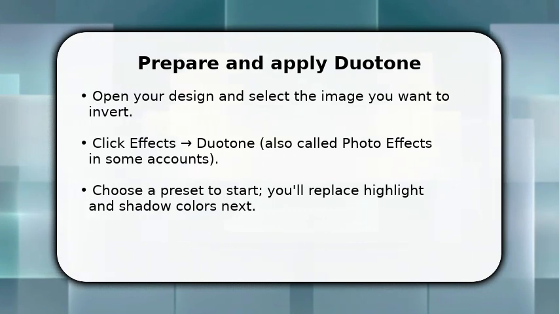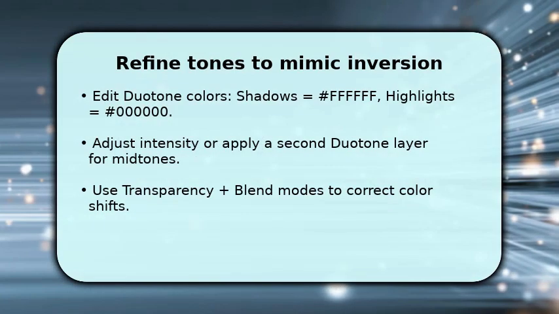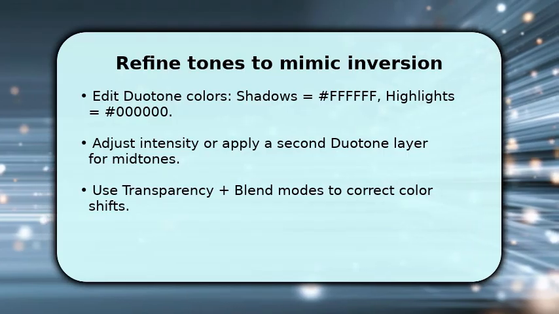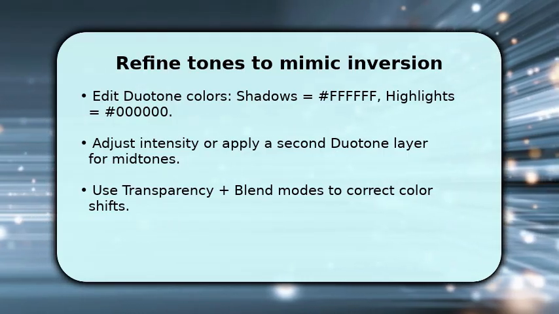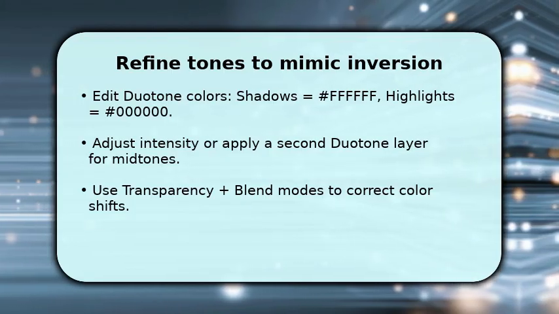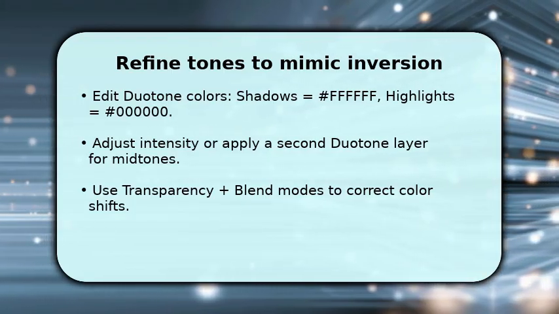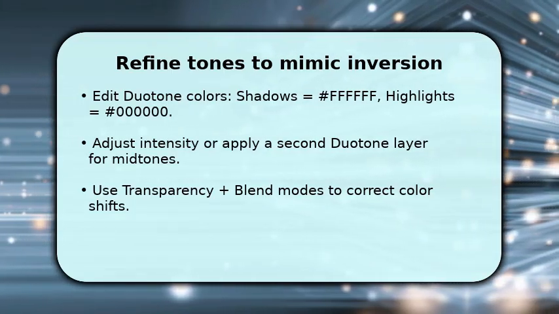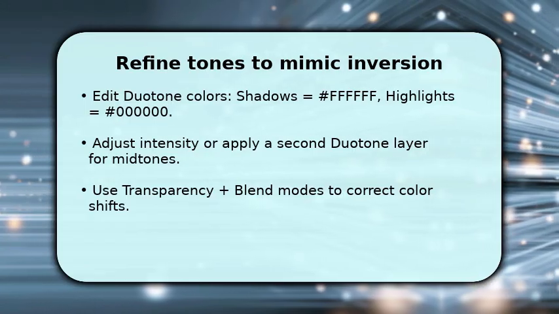Once you set shadows to white and highlights to black, inspect the midtones. They often need help. Duplicate the image, apply a second duotone with opposite contrast or a gray midtone, and layer it above or below. Then tweak transparency to blend until the result reads like a true inversion.